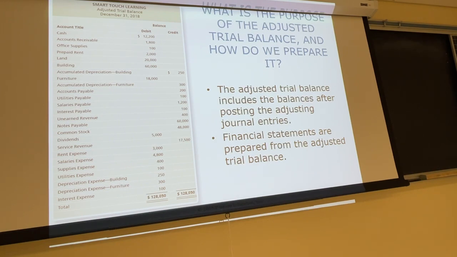Okay, and last week we made it sound like you prepare the financial statements from that trial balance, the unadjusted trial balance, but that's not really true. It's really this trial balance, the adjusted trial balance, that you will prepare the financial statements from, because you want your financial statements to be on an accrual basis, and it's this trial balance that gets you onto an accrual basis.